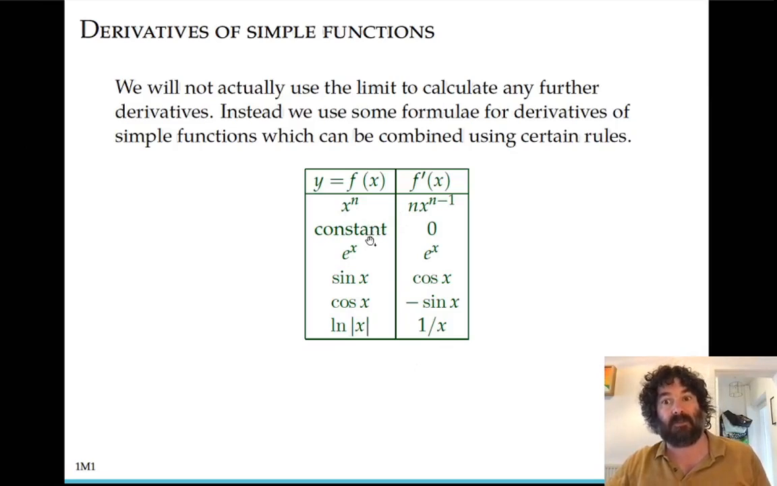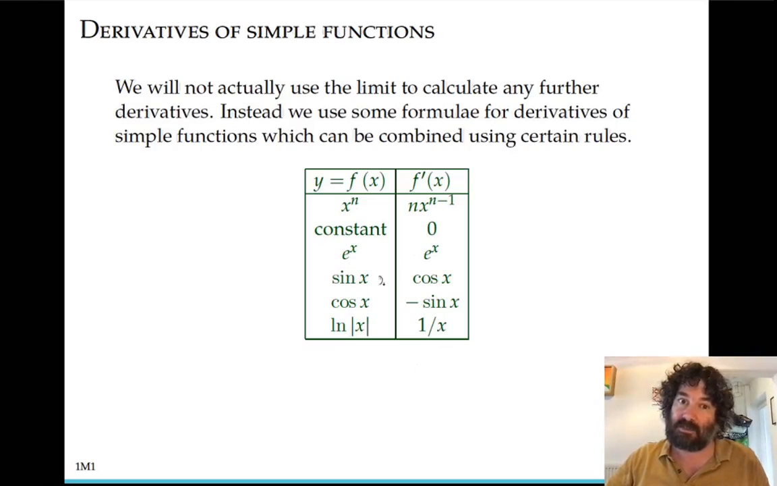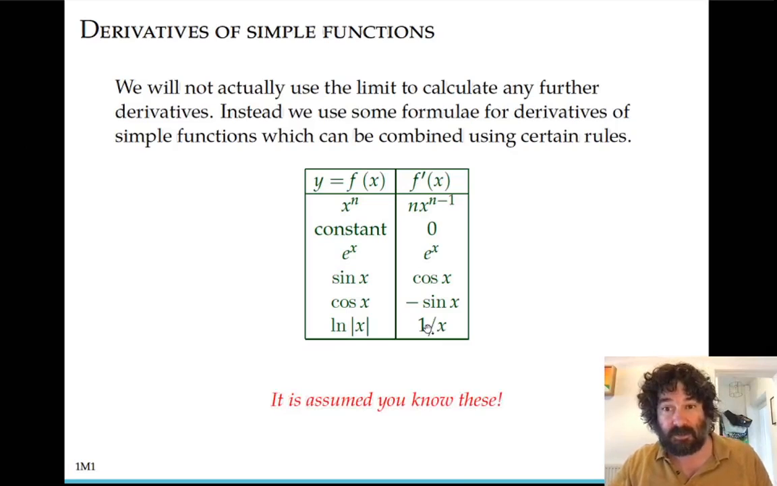Also, if you have a function which is constant, you can think of that as being x to the 0, and you get 0 here. The derivative of a constant is 0. Think of this as just being the slope of the tangent line of a function which is constant, which is always going to be 0. The derivative of the function e to the x is e to the x. The derivatives of the trig functions: the derivative of sine is cosine, the derivative of cosine is negative sine. And then the derivative of the natural log of the modulus of x is 1 over x. So we do expect that you know these. You should just have memorized this table.